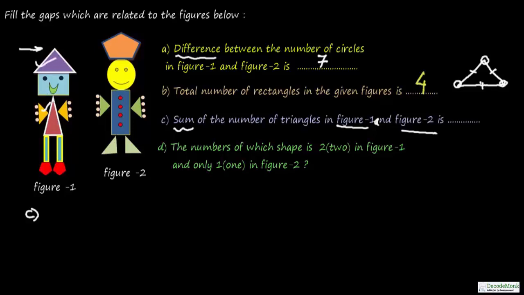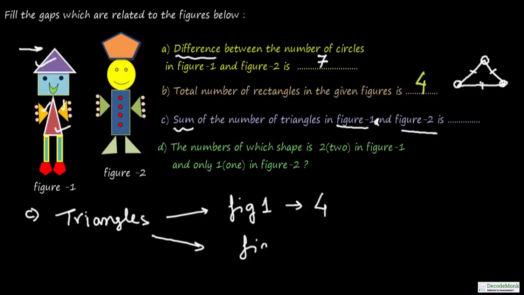The hands are triangular: 2, 3. The body of the first cartoon is also triangular, so 1, 2, 3, this is the fourth. So in figure 1, how many triangles have we counted? I think it's 4: 1, 2, 3 and 4. So there are 4 triangles in figure 1.